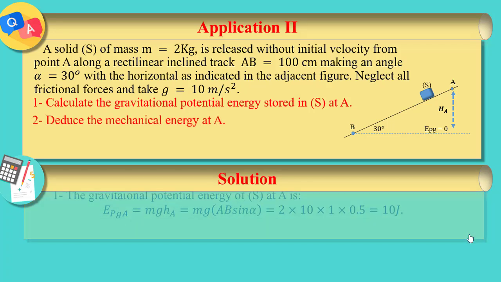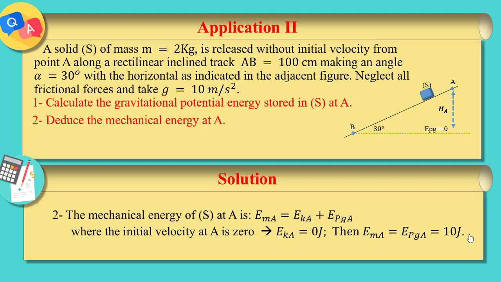The second part: determine the mechanical energy at A. They said that it started without initial velocity, so the kinetic energy initially is 0. And finally, the mechanical energy at point A is simply the gravitational potential energy only, which is 10 joules.